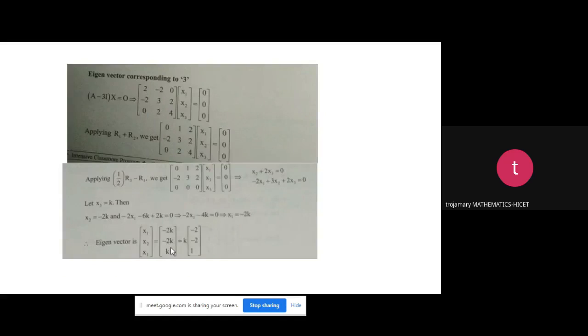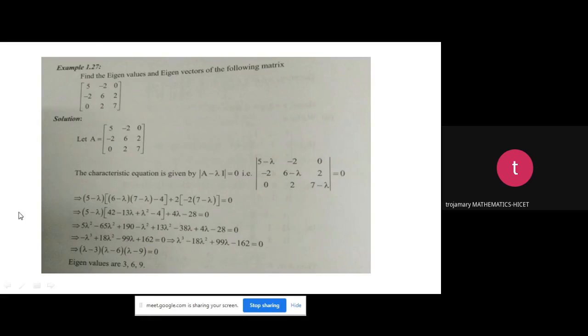Then you have to find the eigenvectors. For each and every eigenvalue, we get an eigenvector. Now, the eigenvector satisfies (A minus lambda I) x equal to 0, and that x is said to be an eigenvector. Case 1, let us take lambda equal to 3. So (A minus 3I) x equal to 0. Just subtract 3 from the diagonal elements alone. So 5 becomes 2, 6 becomes 3, 7 becomes 4, and all the remaining elements have no change, multiplied by x1, x2, x3 equal to 0.